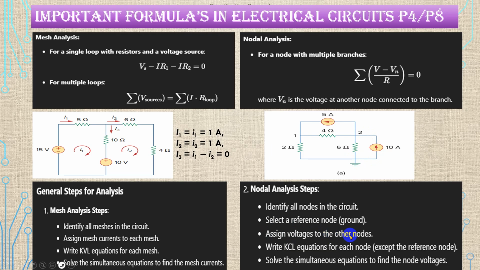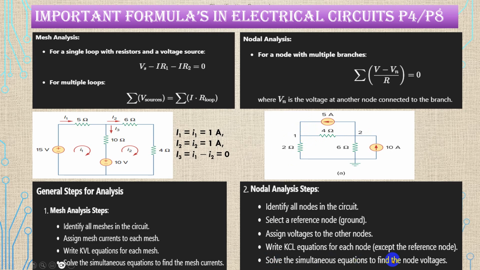Now assign voltages to the other nodes. That is, first node it is V1, second node it is V2. Now write the KCL equation for each node like this. You have to write the KCL equation for each node and sum it, except the reference node. So forget about the reference node. We have two nodes and one reference node. So we apply Kirchhoff's current law to each node for all the branches of that node. So we have two equations now. We are writing KCL for these two nodes for all branches connected to that particular node.